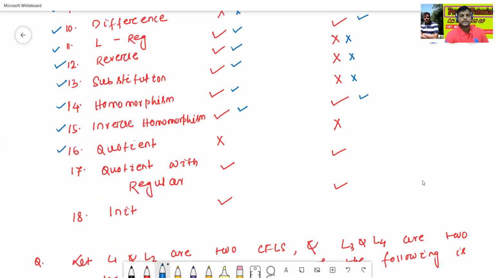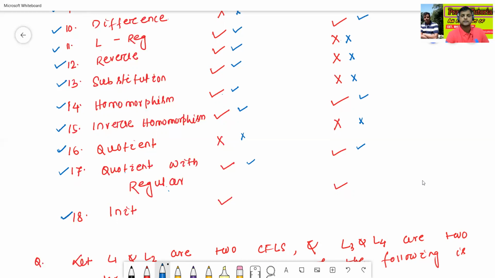Then the quotient operation. The quotient operation is not closed under CFL and is not closed under DCFL. Then 17, quotient with regular. Quotient with regular is closed under CFL and is also closed under DCFL.